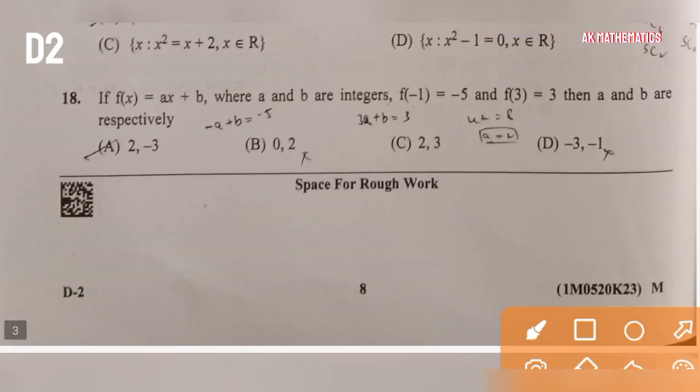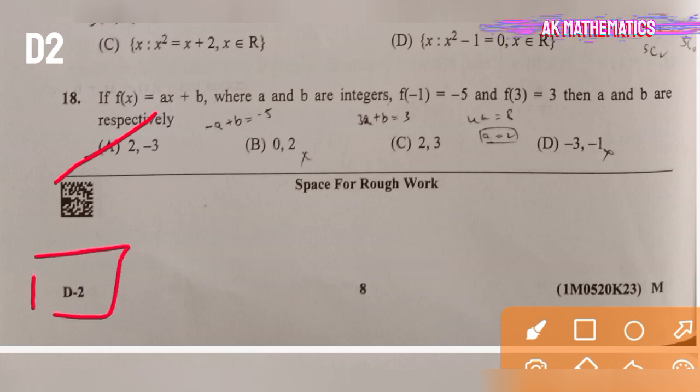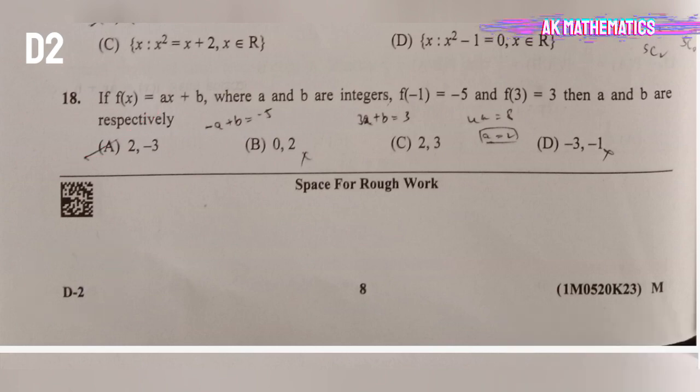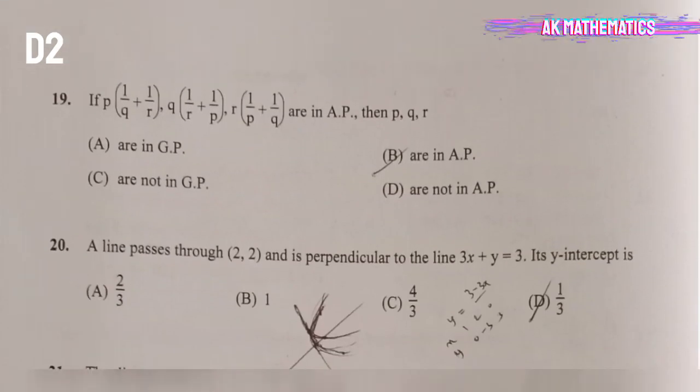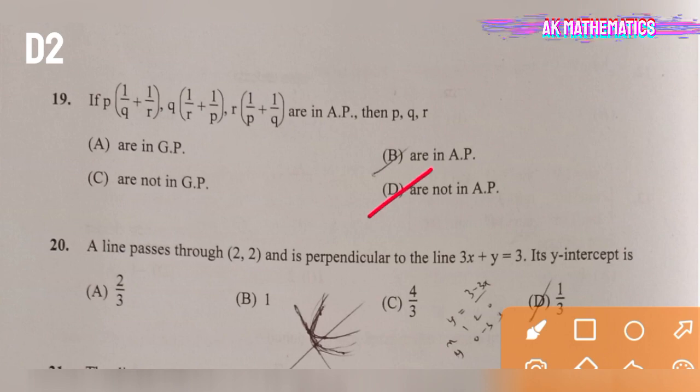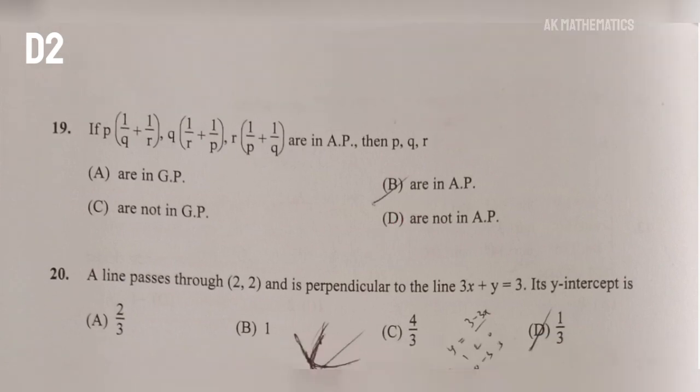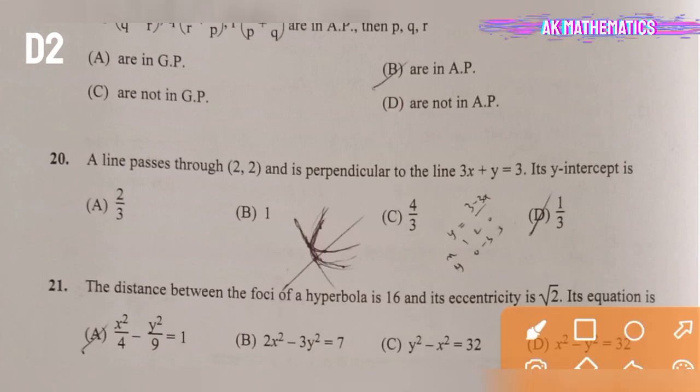So this is the D2 question paper. Okay, so you can see this is a D2 question paper. Next is the 19th one, that is option D, are not in AP. The 20th is option C, 4 by 3.